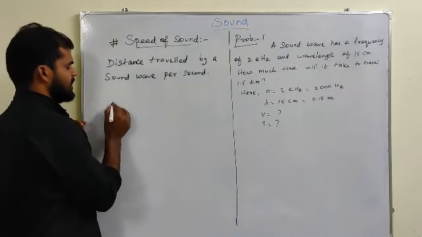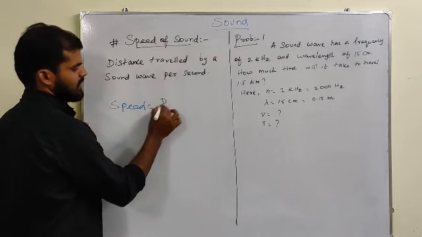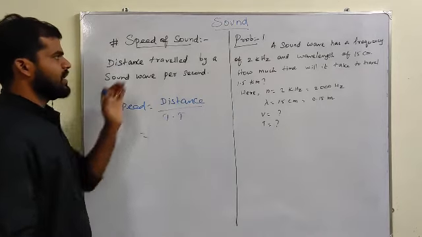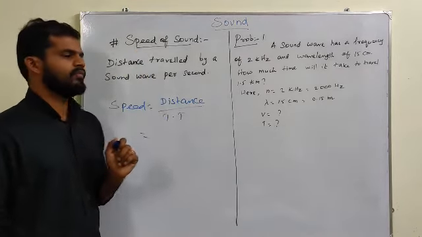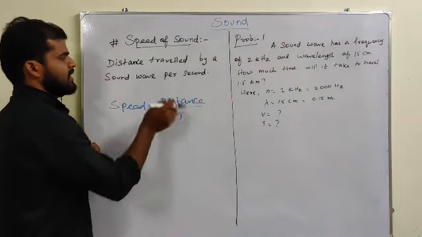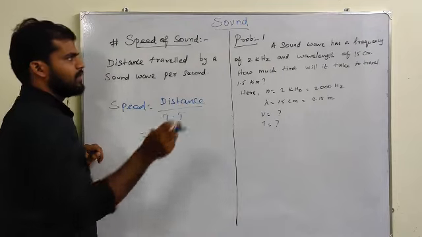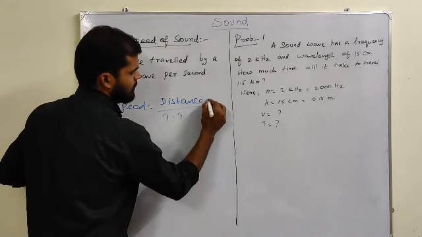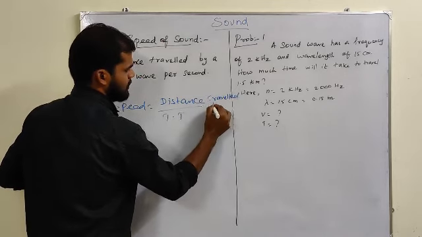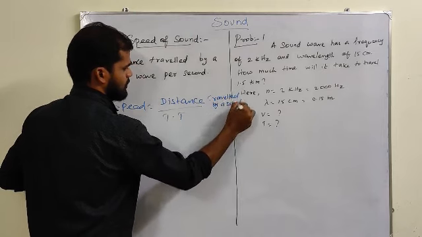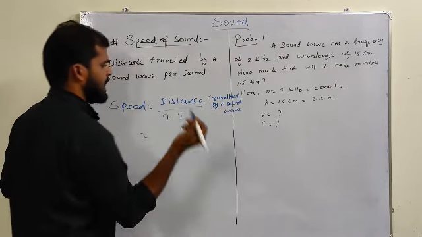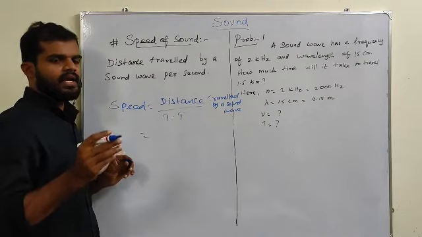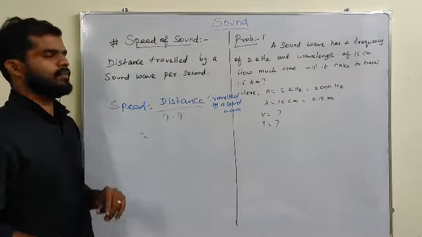As you know very well, speed is equal to distance by time taken, right? Here we are going to discuss speed of sound. We are going to add only one word here, that is distance travelled by a sound wave, because we are discussing sound. So speed is distance travelled by a sound wave divided by time taken. Per second, how much distance is travelled, that is called speed of sound.